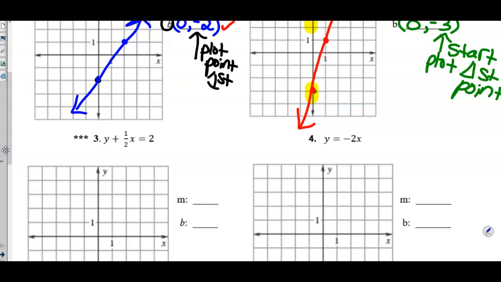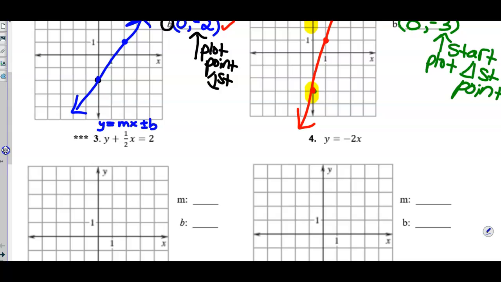So number 3, this one's a little bit different, but on your quiz, you're going to get one like this too, because we're going back to what we've already learned in chapter 1: if an equation is not in the correct format, we can rearrange it. So this one says y plus 1/2 x equals 2. It's not in the y = mx + b format.